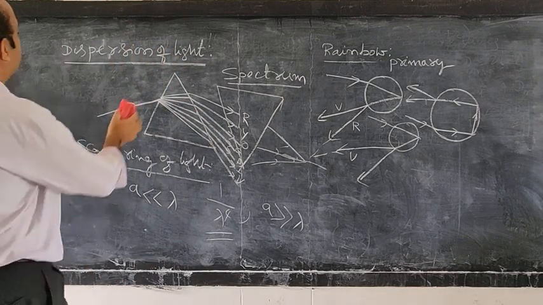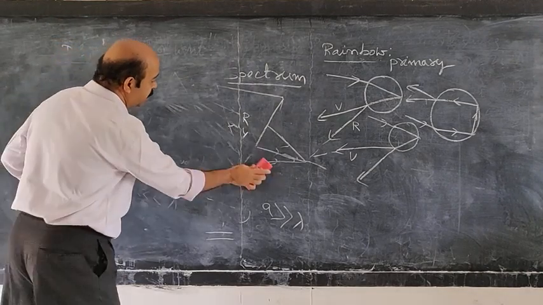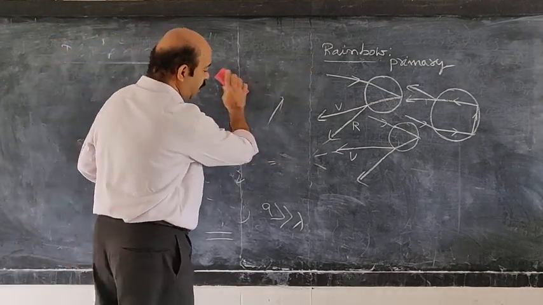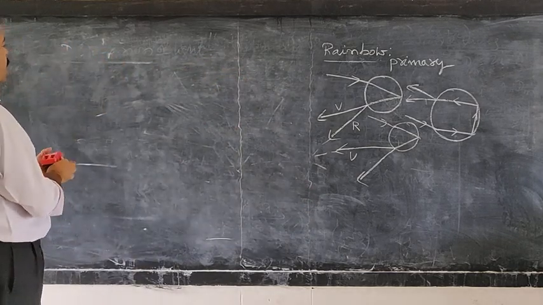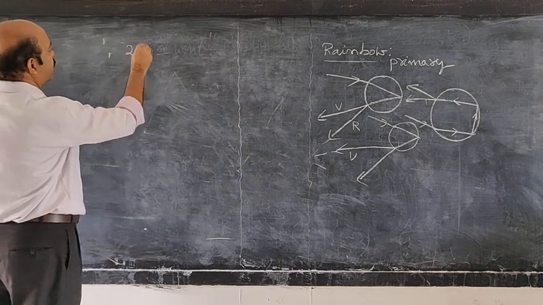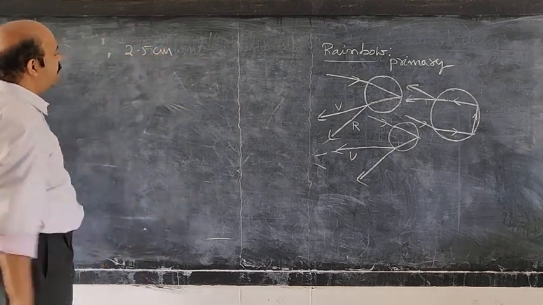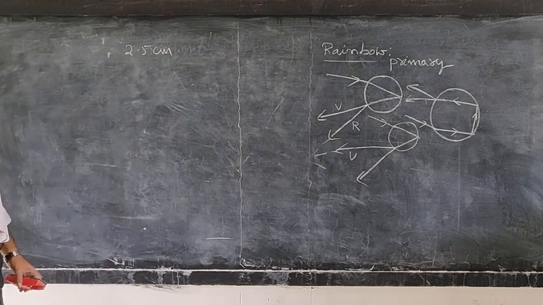The image formed by the eye lens on the retina is nearly at a distance of 2.5 centimeters. So, we can say that for normal vision, the eye lens has a focal length of this.